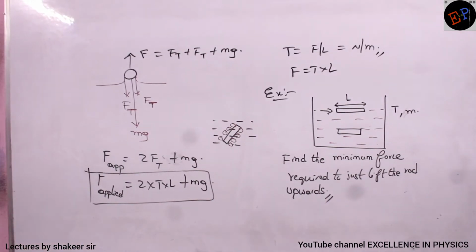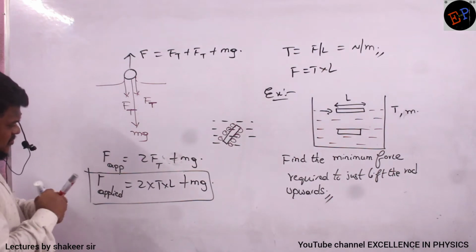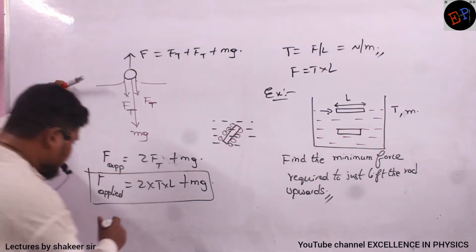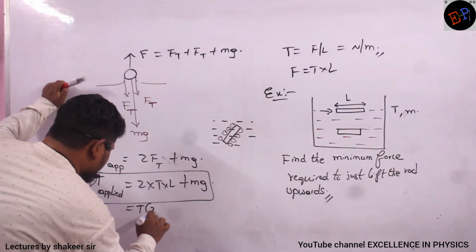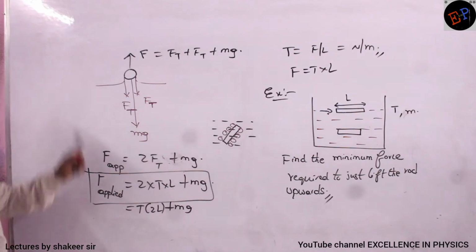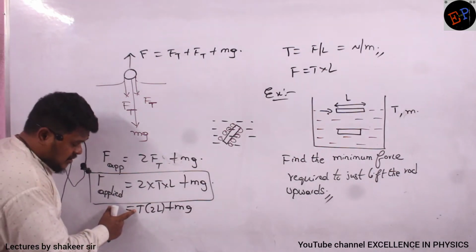So here, the same formula I can write like this also. See very carefully. 2T into L plus mg I got, no? This formula I can write as T into 2L plus mg. Can I write? T into 2L plus mg. It means I am taking surface tension one time, and the length of the rod to be double.